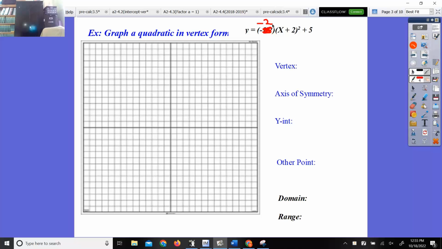Olivia, do you know where the vertex is? You're very close. The 2 and the 5 are right, but what happens to that 2 when it leaves parentheses? Negative. Remember it always used to change sign? Still does.